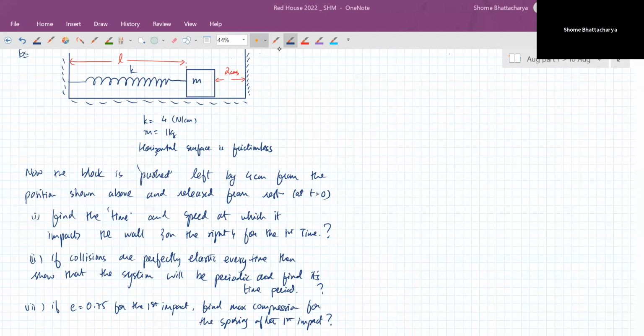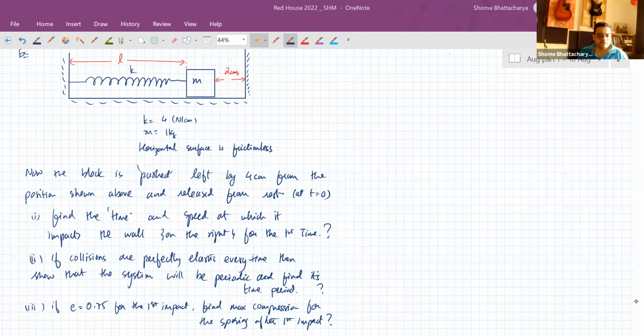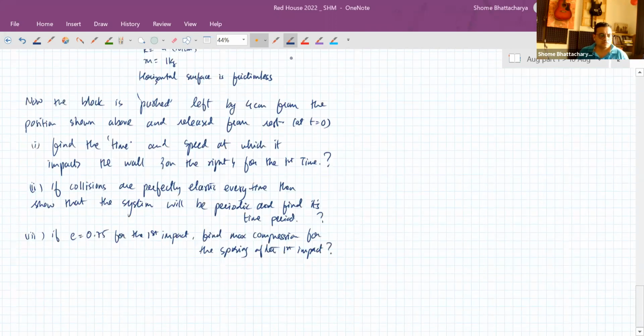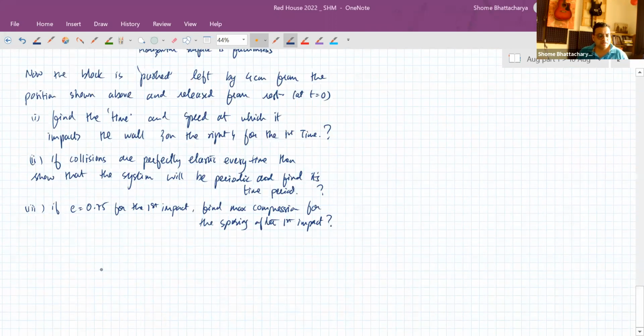Okay, so let's take a look at this section. Here what is happening is that at t equal to 0, you are compressing the block against the spring. Let's say this was the mean position. So giving it an initial displacement of minus 4 centimeters and releasing it from rest.